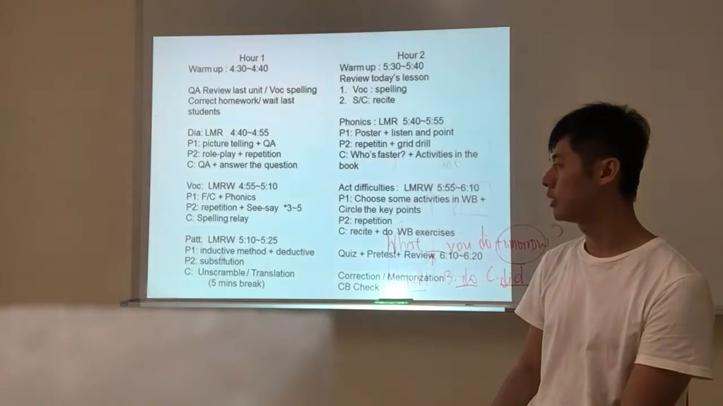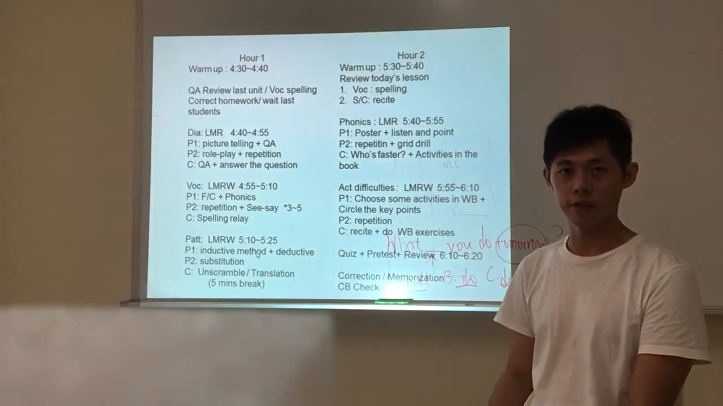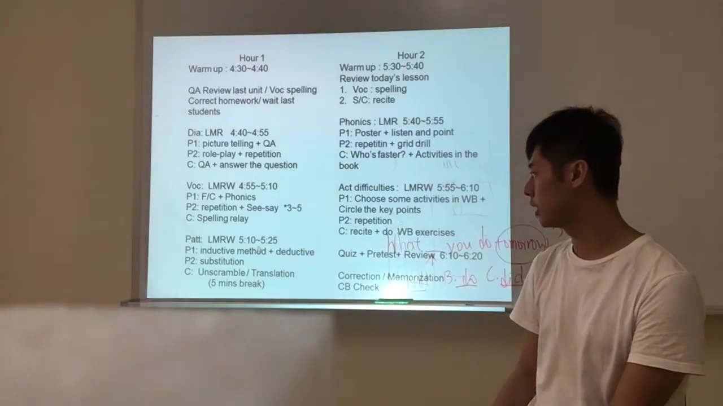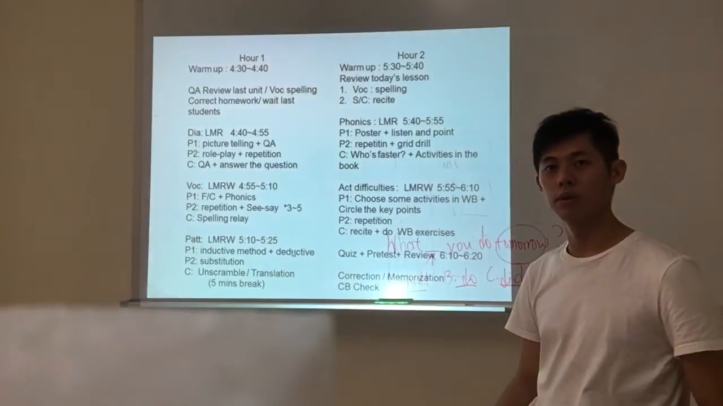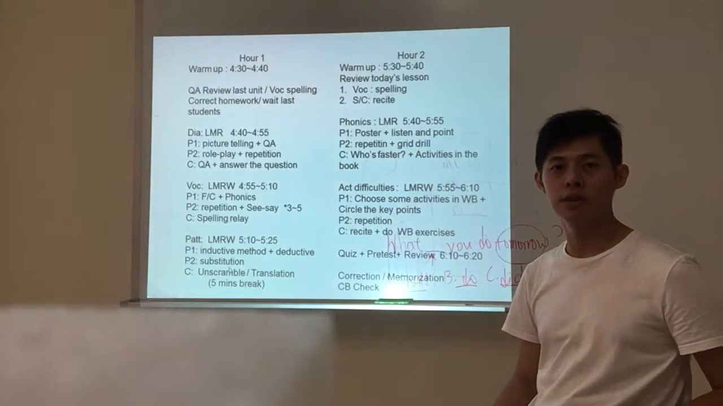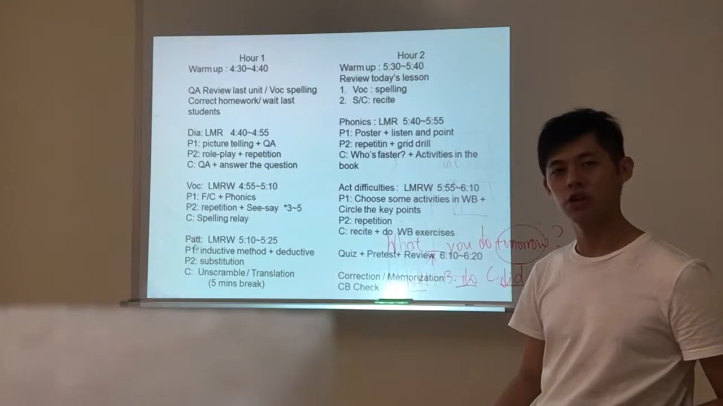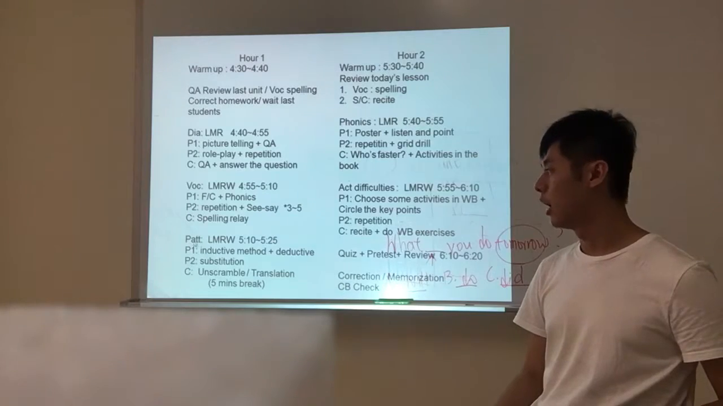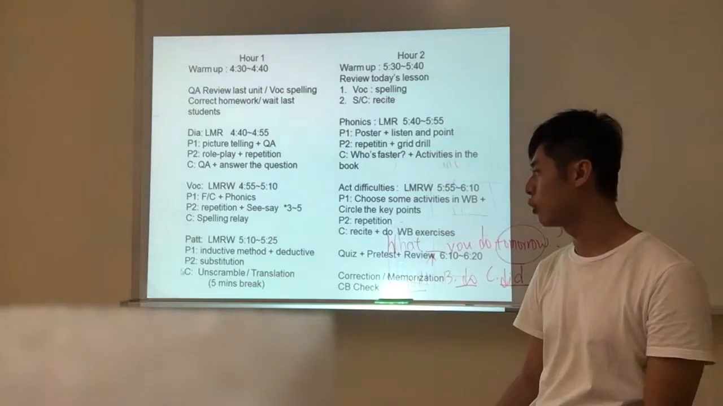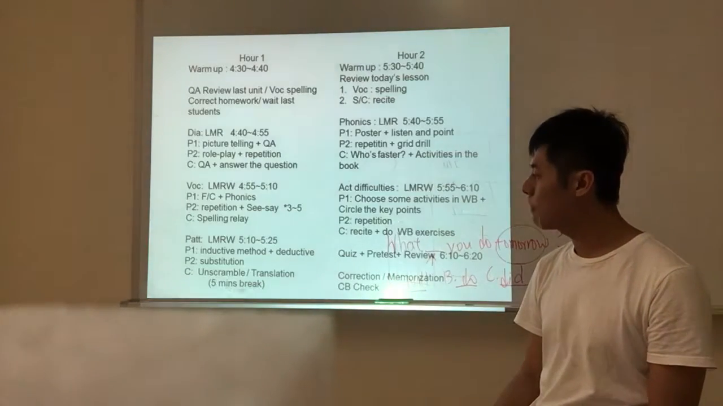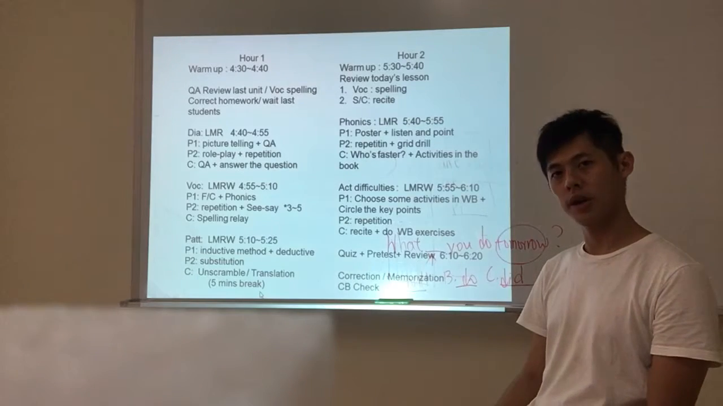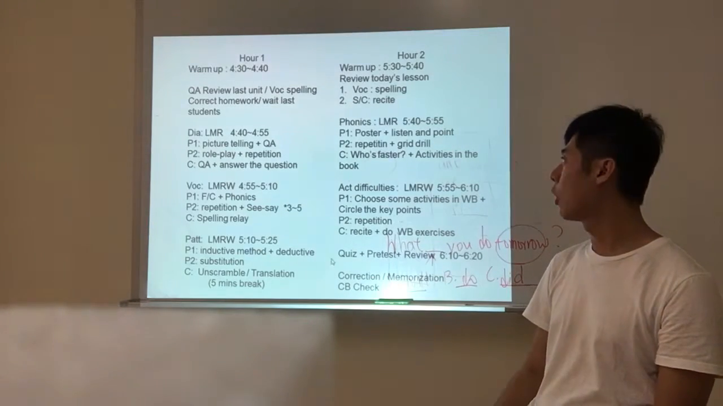Patterns: there's individual practice. You have to give students a few examples to show how to use the sentence, and then give them the form to follow. Substitution means you put some flashcards on the sentence structure so that students can do more practice with your support. Unscramble and translation is the next part. Then a 5-minute break, which is the end of hour 1.